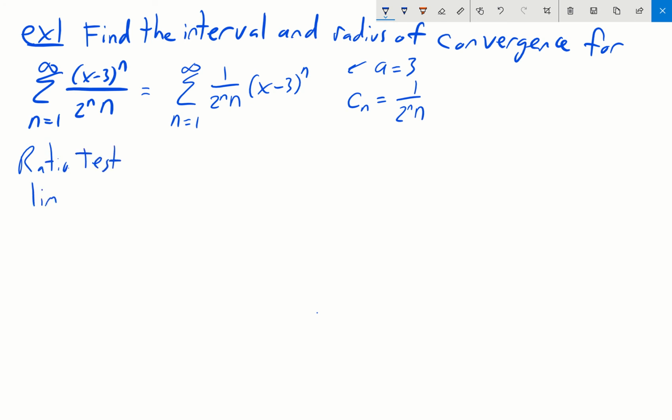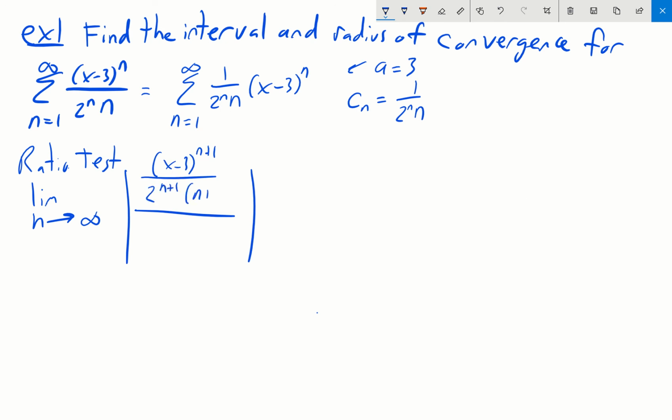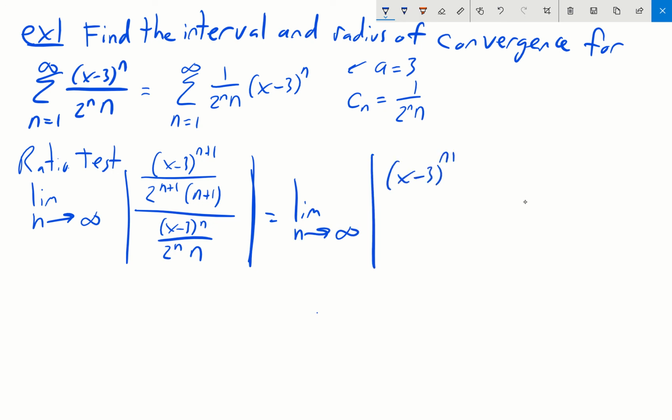We want to investigate the limit as n approaches infinity. We want our general term with the n plus 1 substituted in for the n. This is going to give us (x minus 3) to the n plus 1 divided by 2 to the n plus 1 times n plus 1, all over (x minus 3) to the n divided by 2 to the n times n. This is equal to the limit as n approaches infinity. Good old school keep, change, flip.